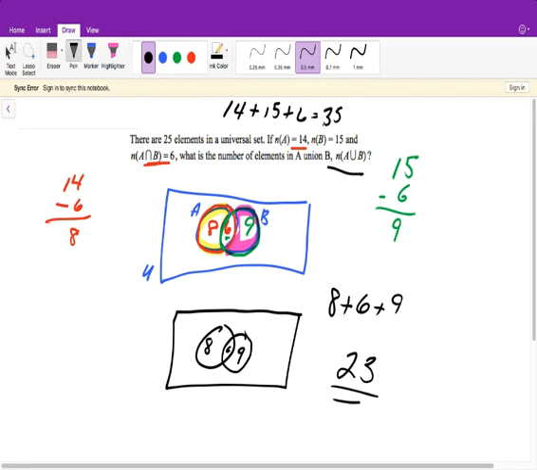That's more than what we have in our elements to begin with, and that's because these sixes appear twice. So you're double counting them. You can't just add them all together. On your test, I want to make sure that you know to draw this Venn diagram, and this will help you to solve.